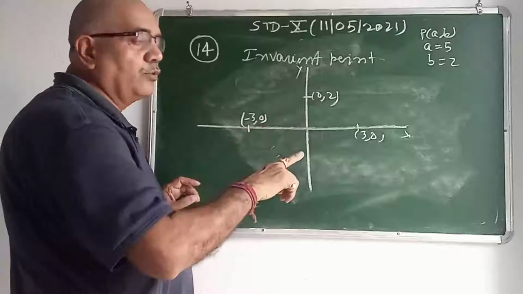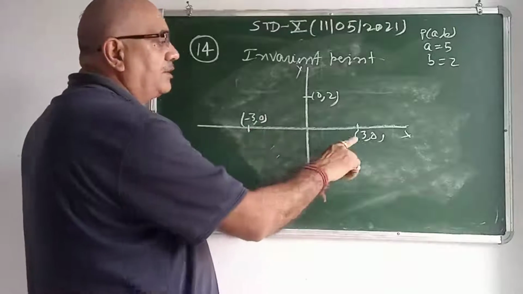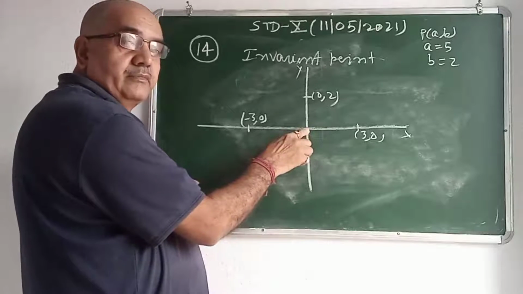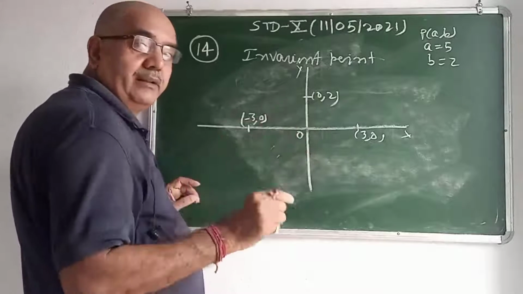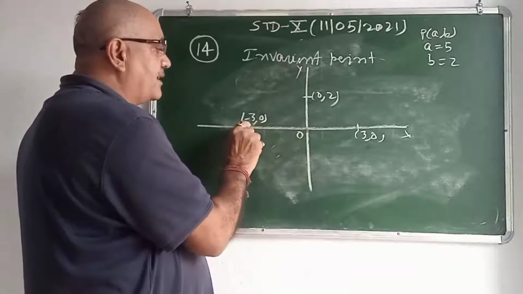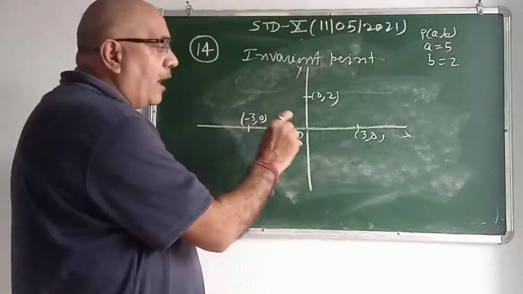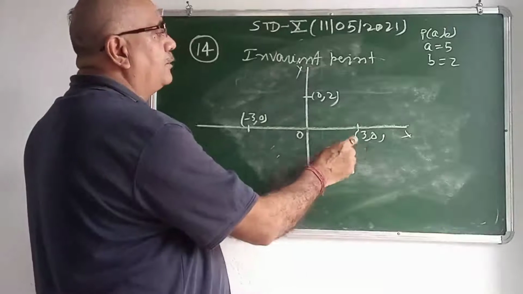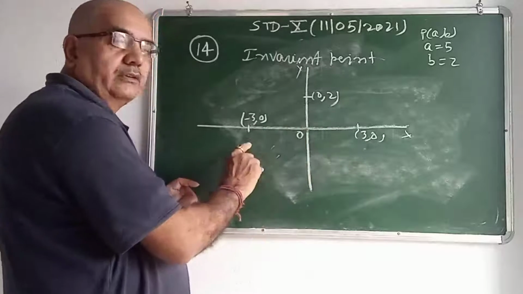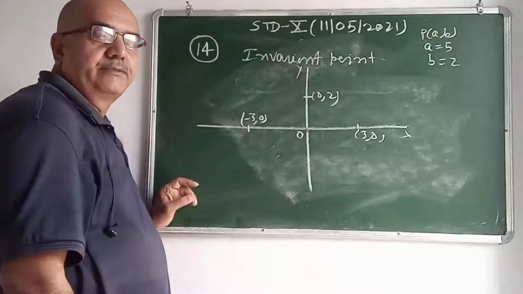Or the same question when we ask for (3, 0) reflected through the origin. This is the origin, and now the origin will behave as a mirror. This is the object distance, this will be the image distance. We will get the same point. So whether it is written as (3, 0) reflected through the y-axis or through the origin, this is the point.